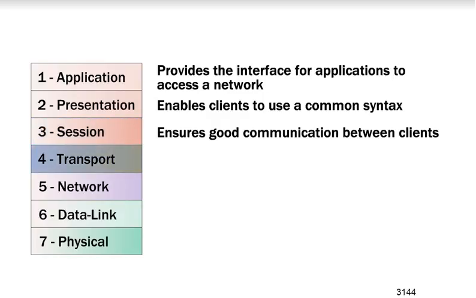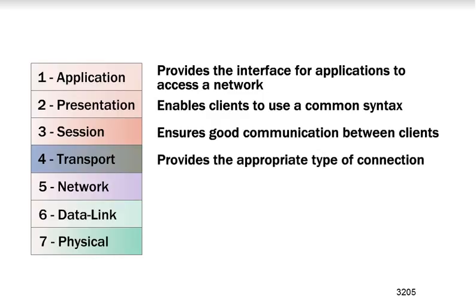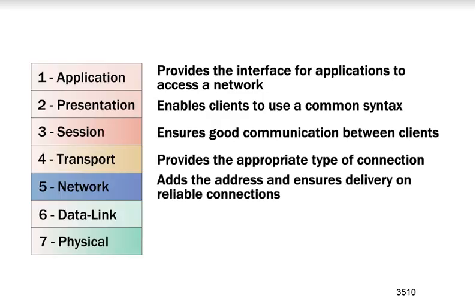At the transport layer, either a reliable or unreliable protocol is chosen to make the connection to the recipient depending on which type is needed by the communicating clients. At the network layer, the destination address is added to each packet. Also, when a reliable connection is made at the transport layer, protocols at the network layer do the tracking and checking needed to ensure the connection's reliability.